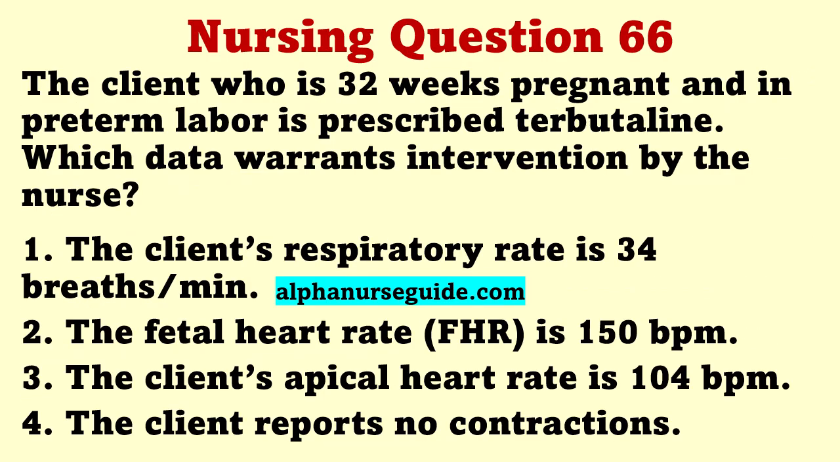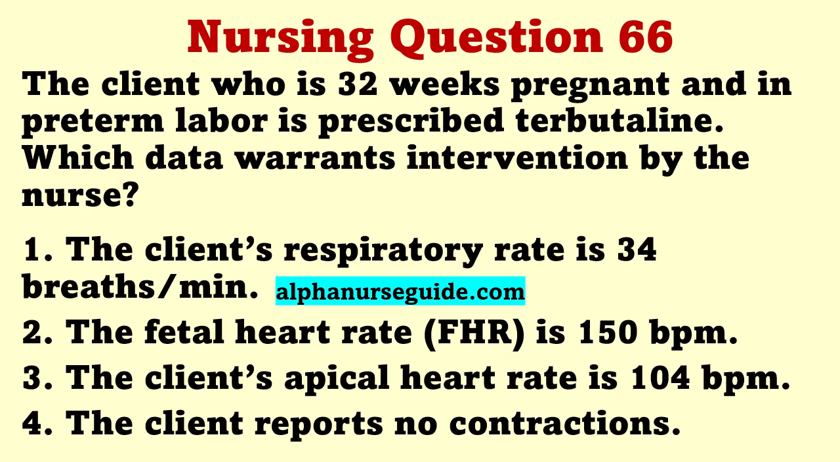The client who is 32 weeks pregnant and in preterm labor is prescribed terbutaline. Which data warrants intervention by the nurse? 1. The client's respiratory rate is 34 breaths per minute. 2. The fetal heart rate is 150 beats per minute. 3. The client's apical heart rate is 104 beats per minute. 4. The client reports no contractions.